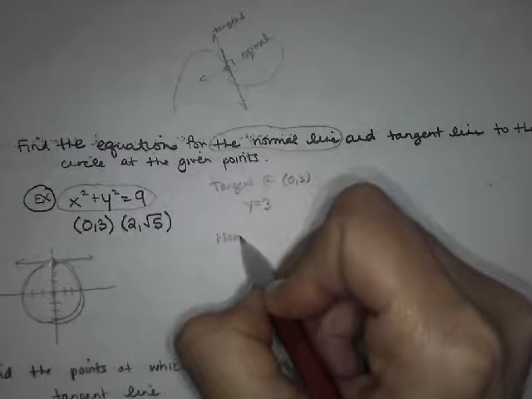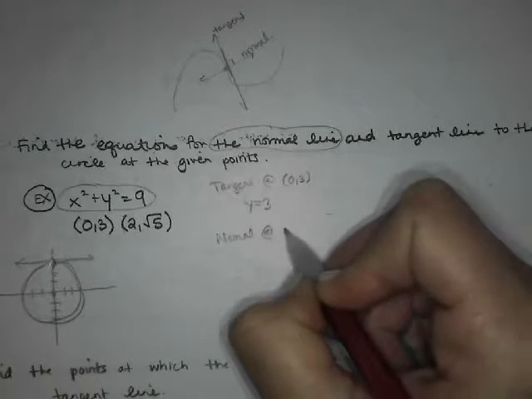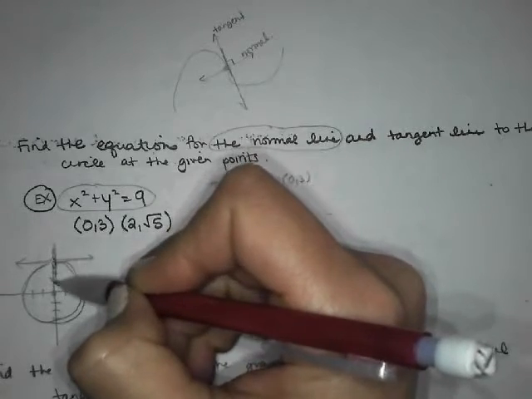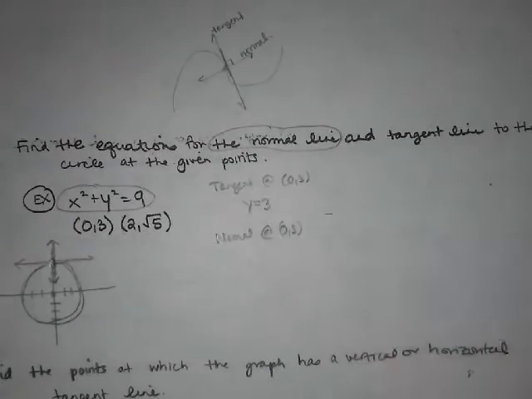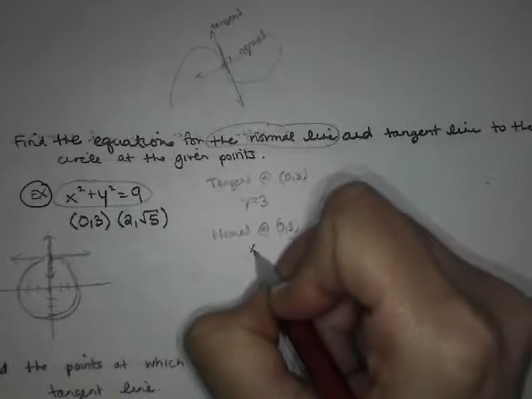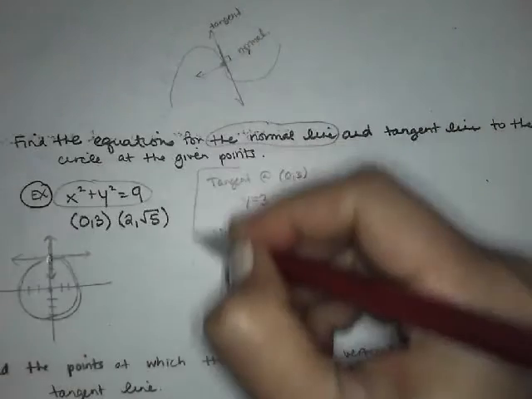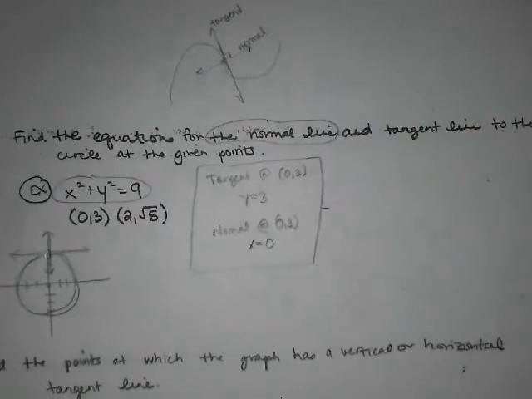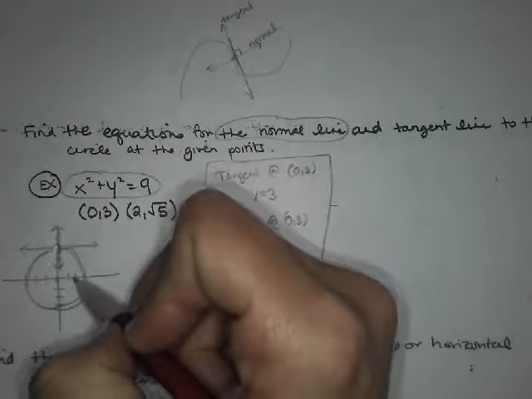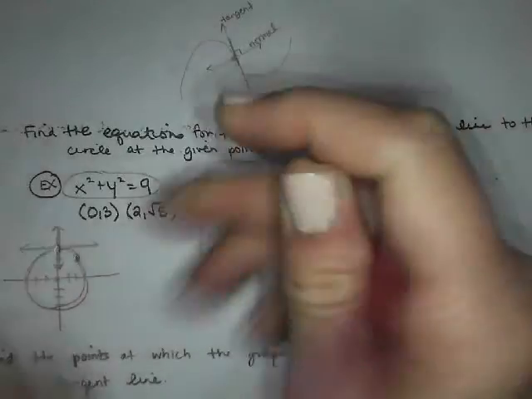The normal line at the point 0, 3 is going to be this one. And what's the equation of a vertical line right there? X equals 0. Good, Bryce. So that one we didn't have to do much work. But then at the point 2 root 5, which is going to be somewhere over here.